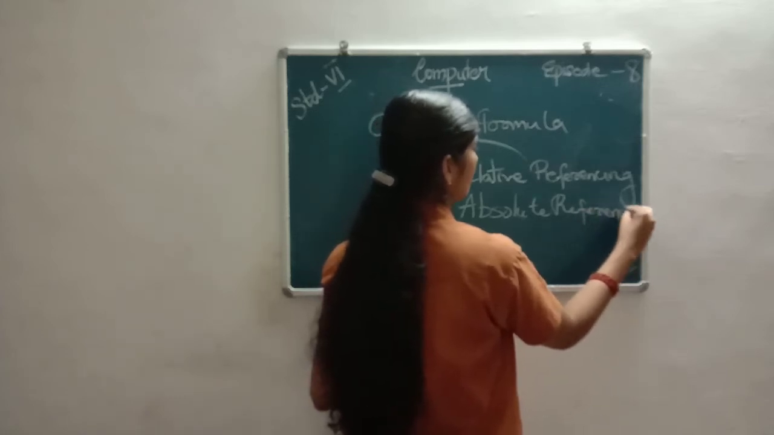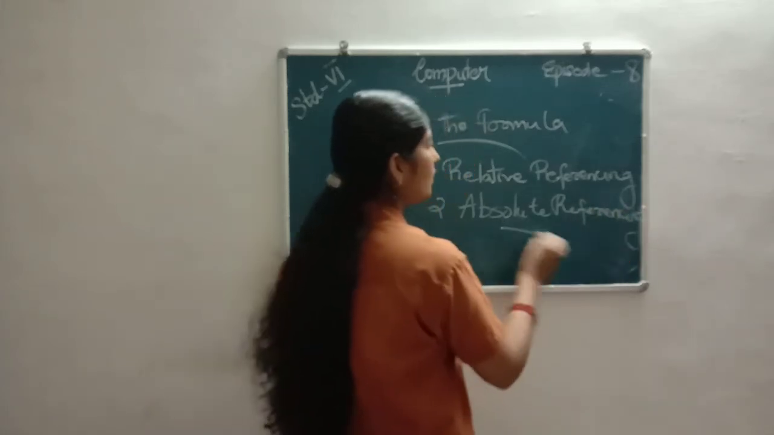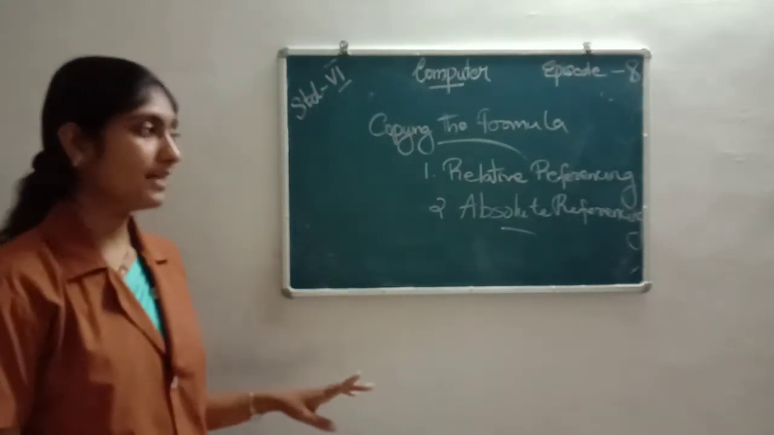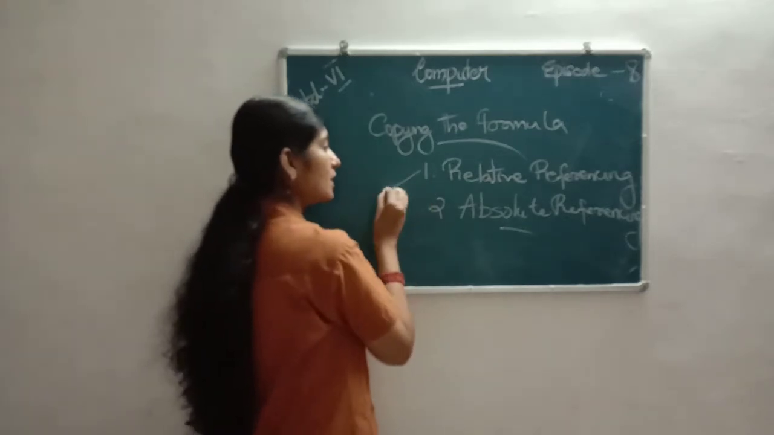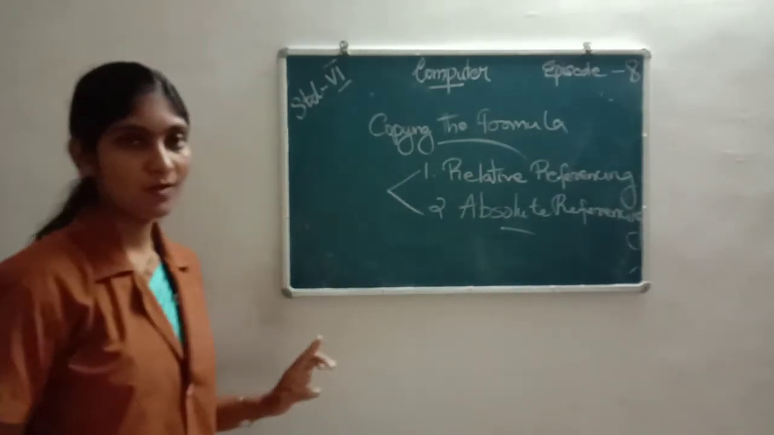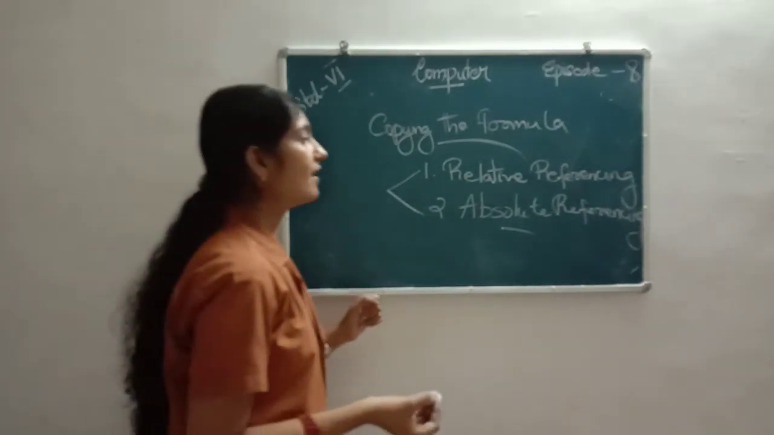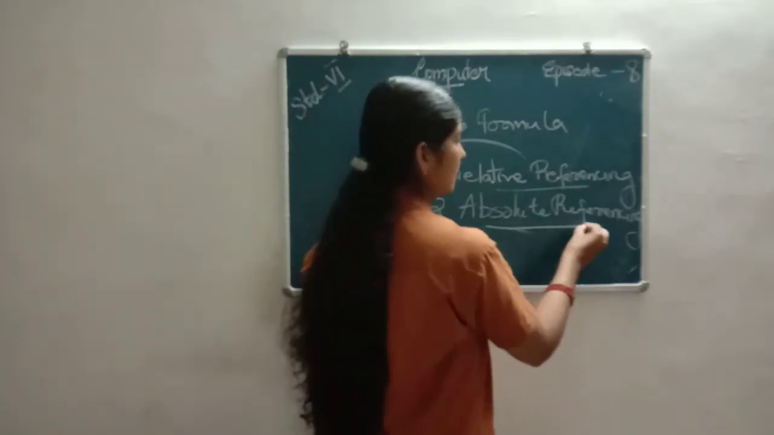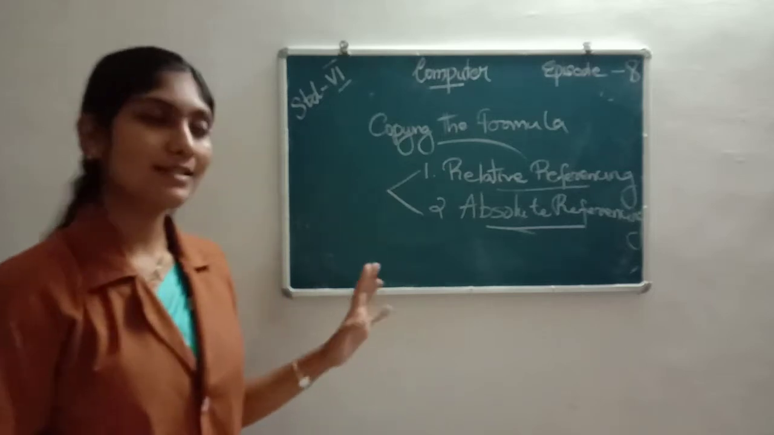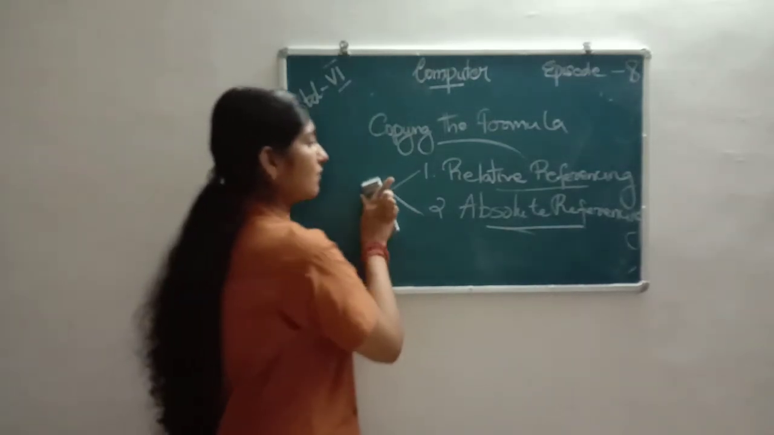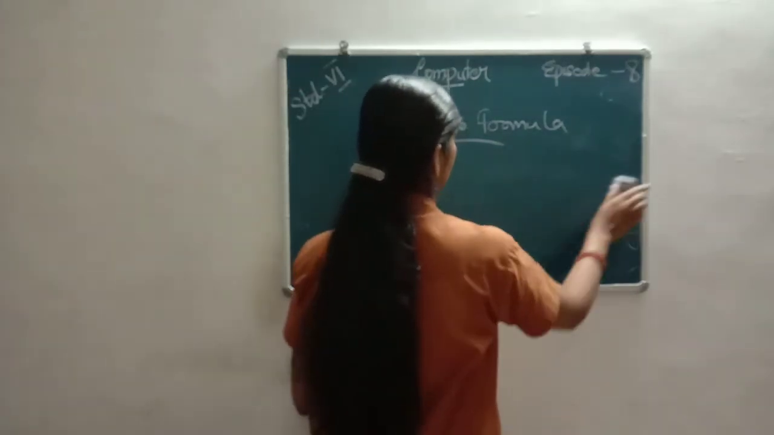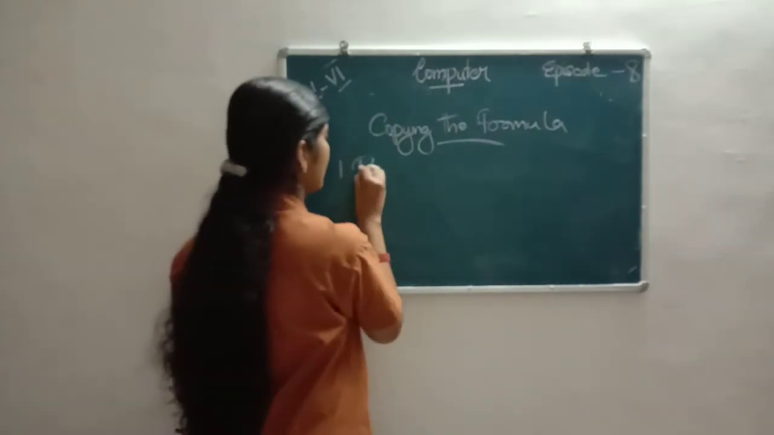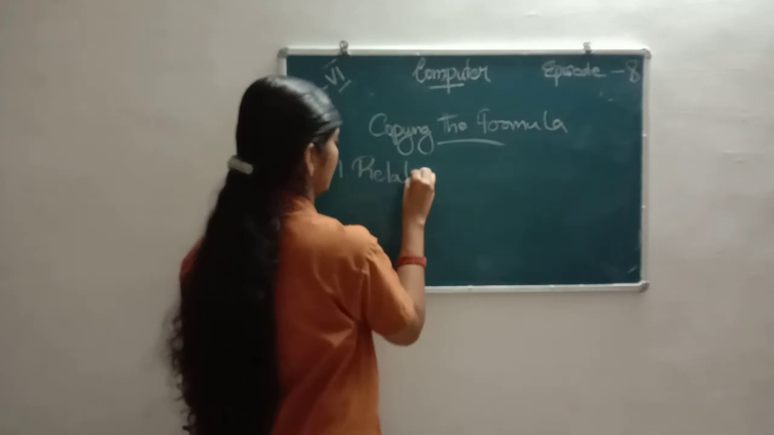So first of all, once again, if you want to copy any formula from one place to another cell, you can do it using two options or two methods. What are they? First, relative referencing, and second, absolute referencing. So let's see what is relative referencing and what is absolute referencing. First, let's discuss relative referencing.